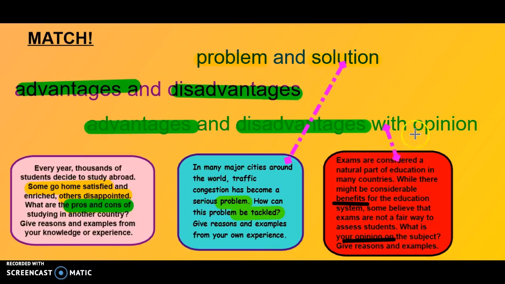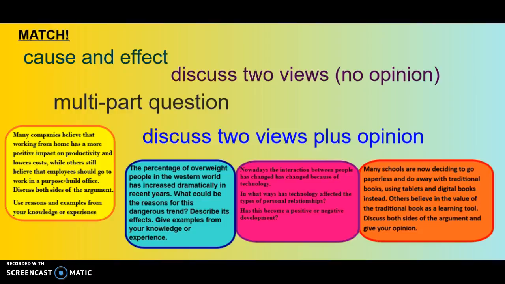The last task is advantages and disadvantages with opinion. And the first task is advantages and disadvantages without opinion. So it is very important that if your opinion is asked, you give your opinion. If your opinion is not asked, just develop advantages and disadvantages equally without stating your opinion. Okay, moving on to the other 4 types of tasks.